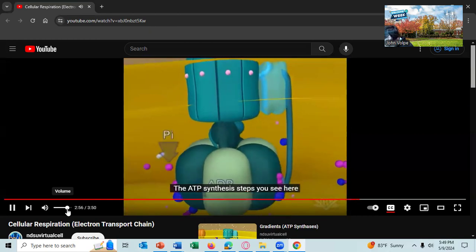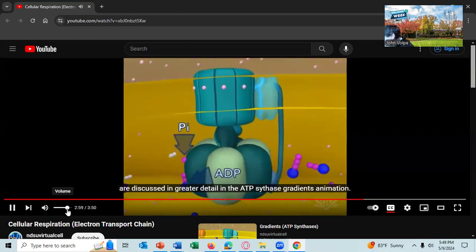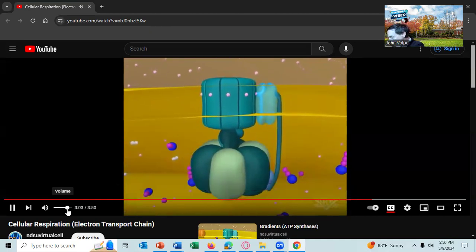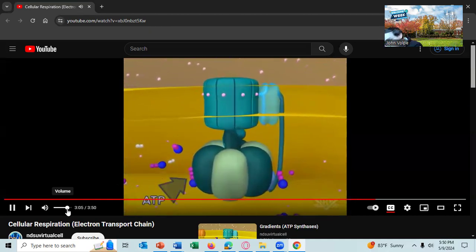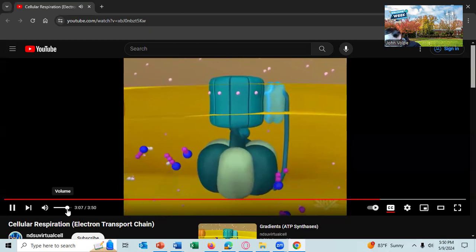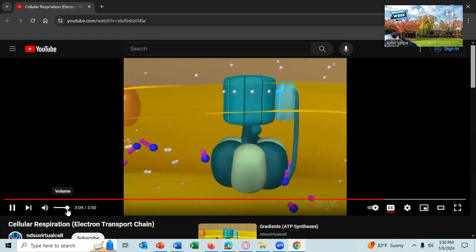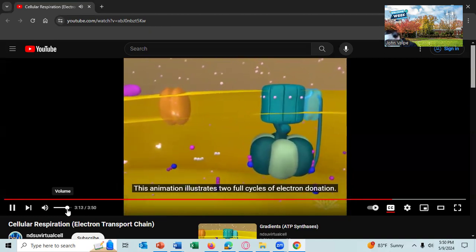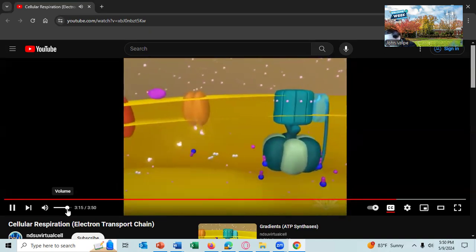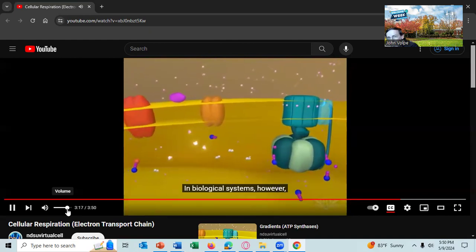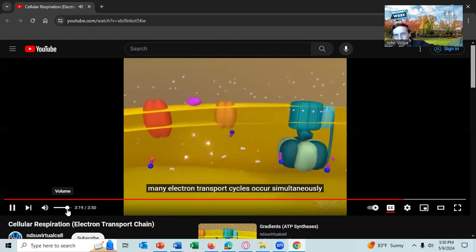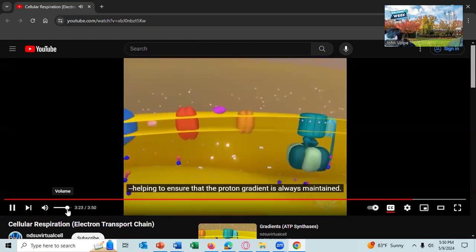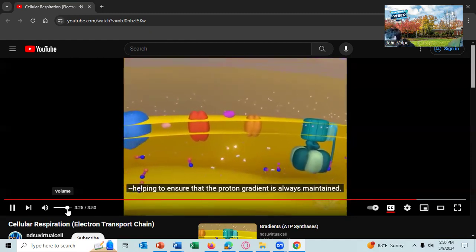The ATP synthesis steps you see here are discussed in greater detail in the ATP synthase gradients animation. This animation illustrates 2 full cycles of electron donation. In biological systems, however, many electron transport cycles occur simultaneously, helping to ensure that the proton gradient is always maintained.